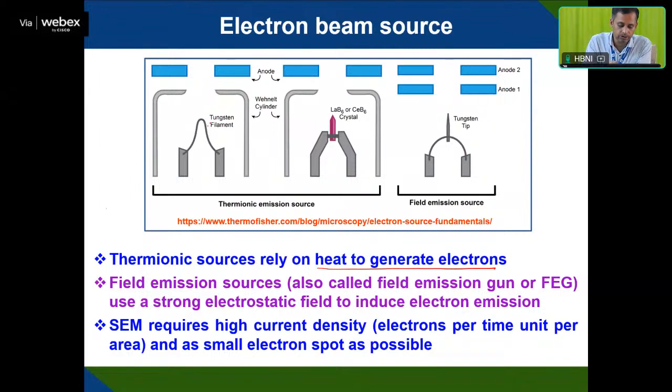You can see this is a tungsten filament. Then this is a LaB6, lanthanum hexaboride. You can see a tip type of structure, or there is the tungsten tip, both can be used in the case of the field emission source.